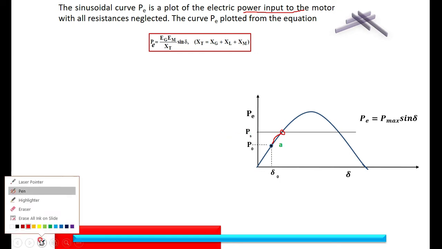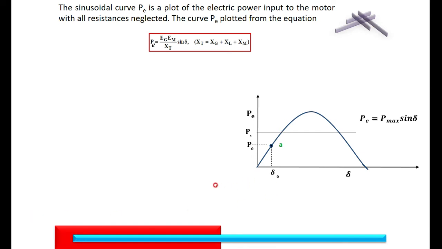Then what happens, we'll see here. The operating point has to shift from A to B, meaning the angle delta has to change from delta naught to a new value of delta. But when there is a sudden change, the angle goes on changing and does not stop at this point, but still goes on increasing because of the inertia.